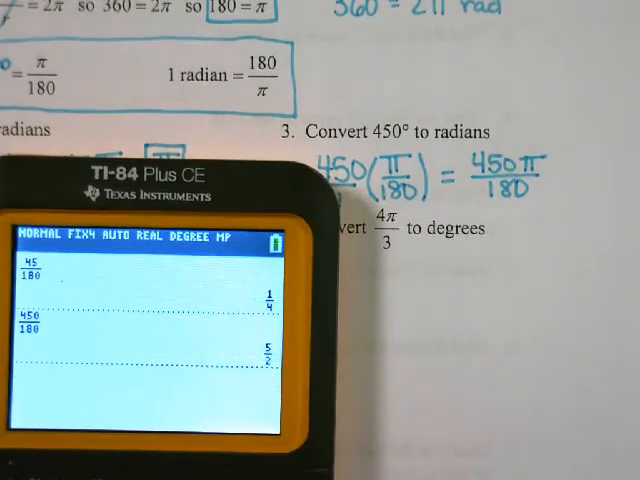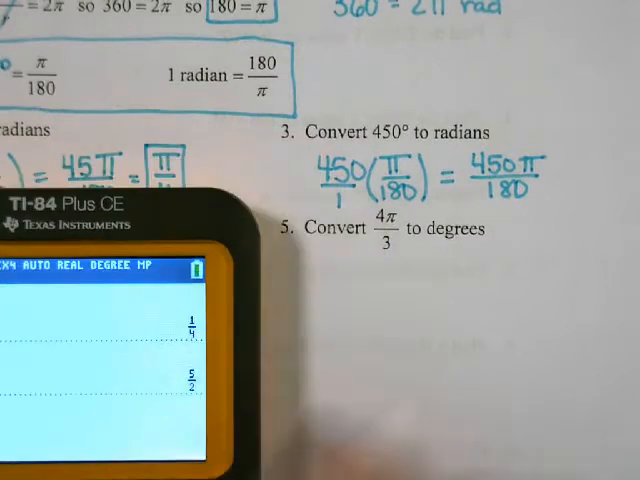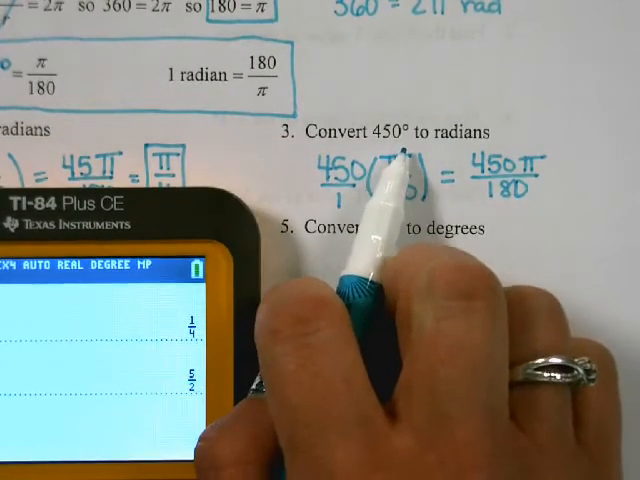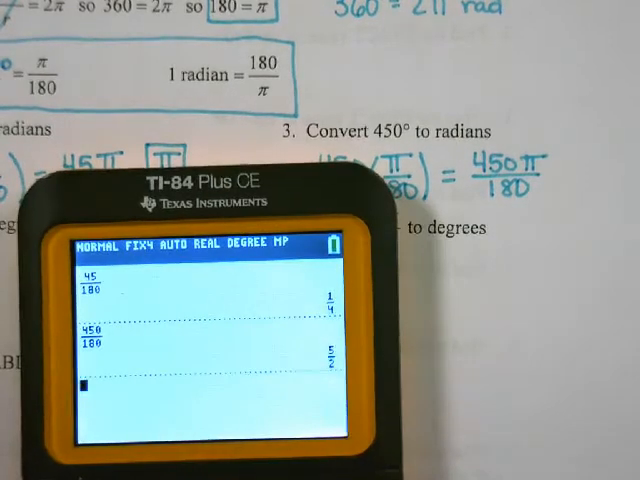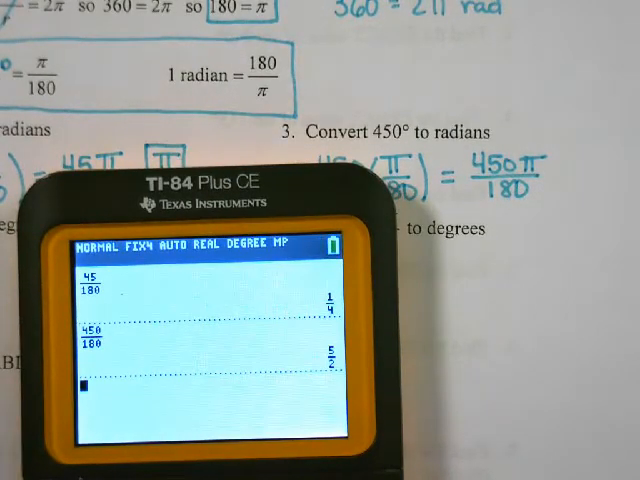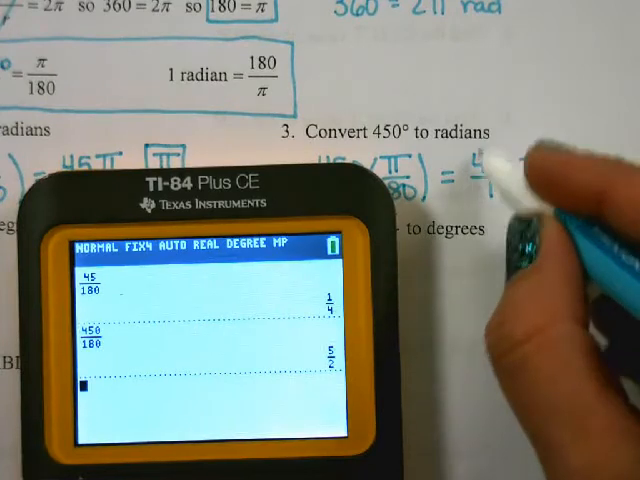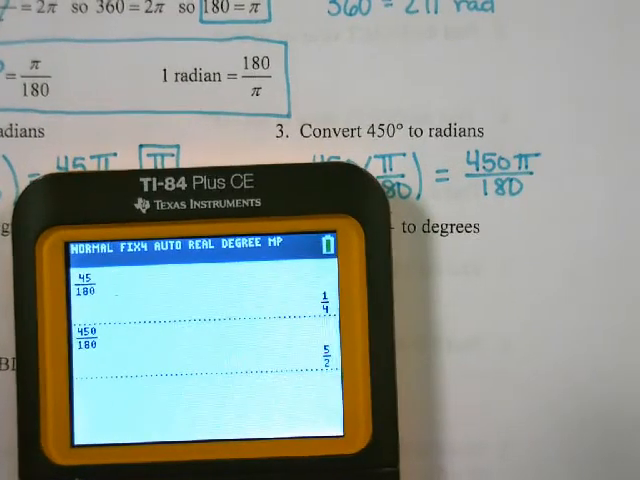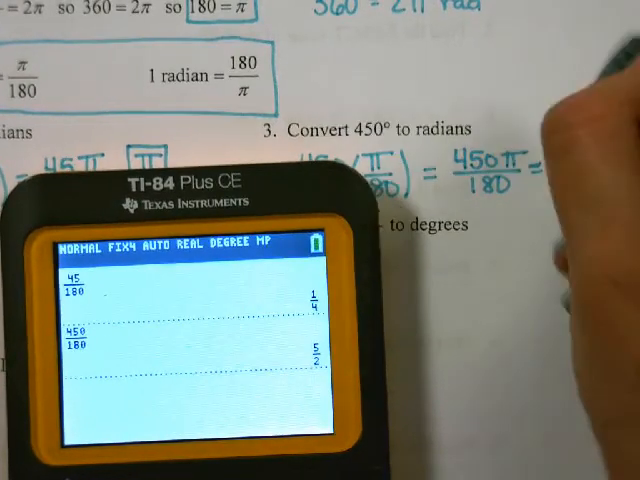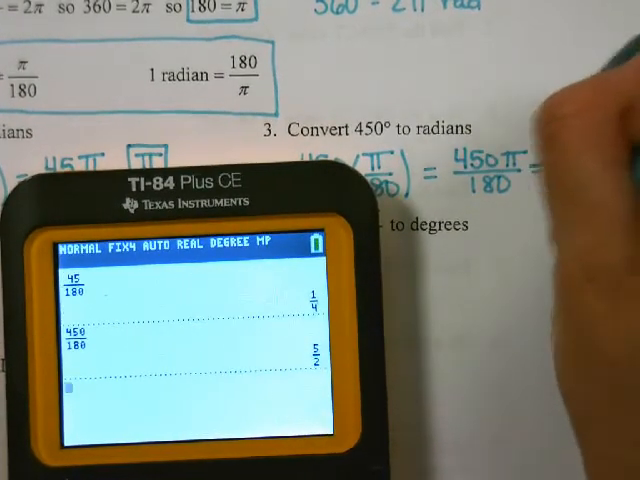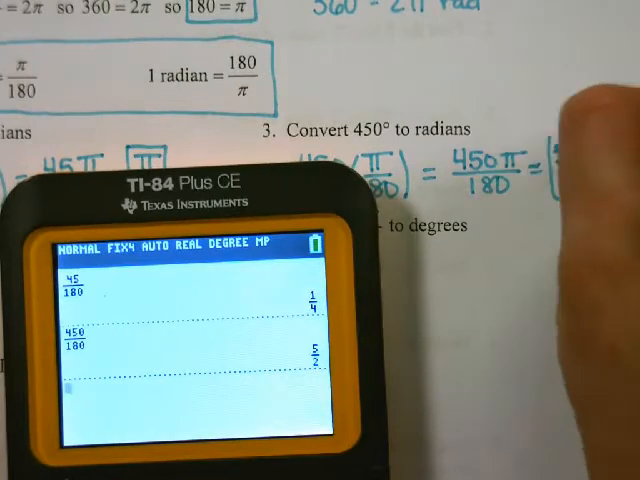We should get an improper fraction this time, right? Because 450 is more than one way around the circle. So you're plugging the pi? No, don't put the pi in. I just do the numbers. I just do 450 and 180. He'll give you a crazy decimal if you put the pi in. 5 pi over 2.